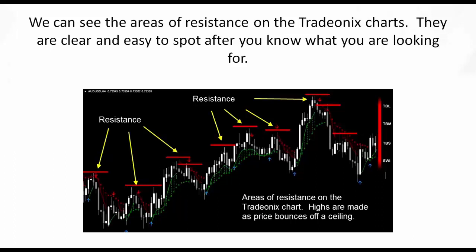We can see the areas of resistance on the Tradonics charts. They are clear and easy to spot after you know what it is you're looking for, after you can identify it. It's just like anything with trading. Once you understand what it is you're looking at, they are not hard to see. We've got resistance, price comes up, hits the ceiling, hits the ceiling, hits the ceiling. And they become fairly clear, fairly easy to identify.